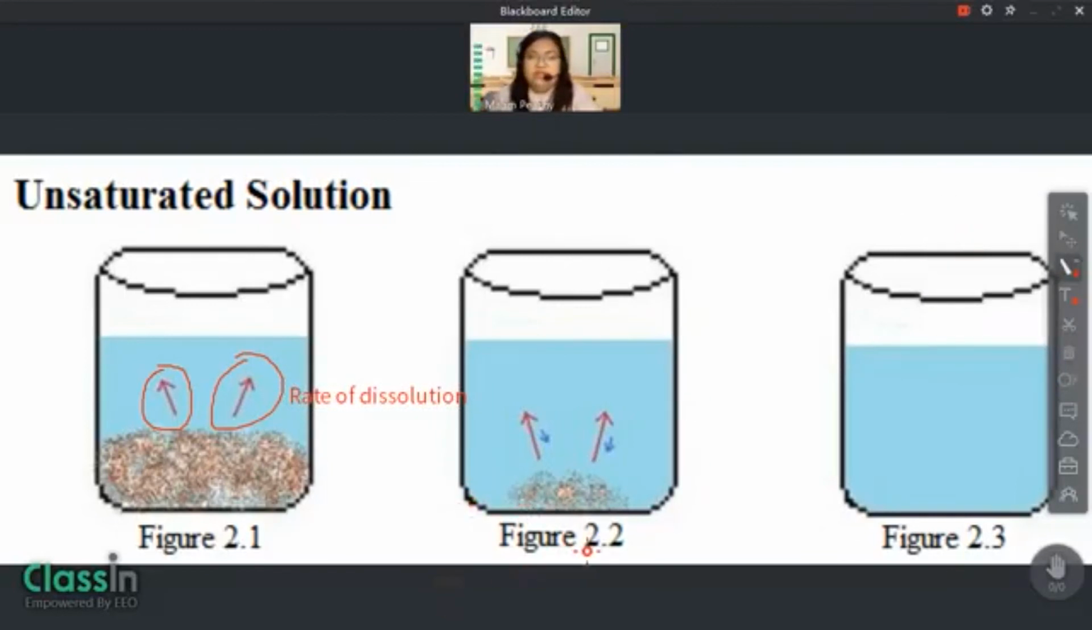In figure 2.2, a large amount of solute has been dissolved. The magnitude of the red arrows is much longer than the magnitude of the blue arrows. The blue arrows again represent the rate of crystallization. It means that the rate of dissolution is much greater than the rate of crystallization. In figure 2.3, the solute has been completely dissolved in the solvent.